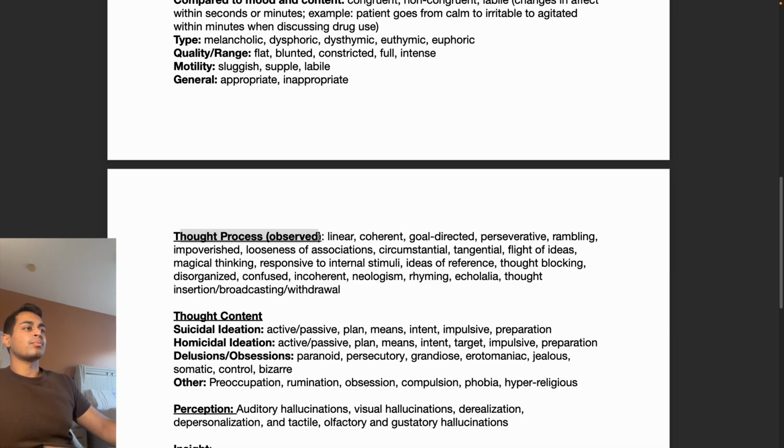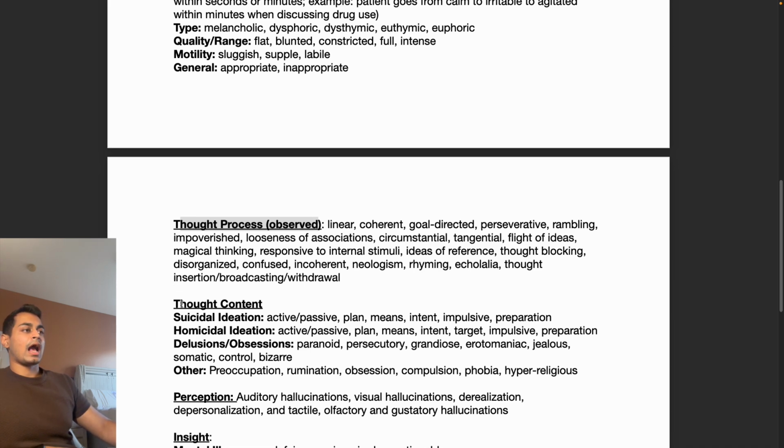Okay. Thought process. This is what I like to go backwards. So thought content is what they're thinking of. Thought process is how it's being verbalized. So thought process is, is it linear? Is it coherent? Are they continuously talking about the one thing, even if you ask different questions? That's perseverative. Are they circumstantial and tangential? Those kind of get confused often.